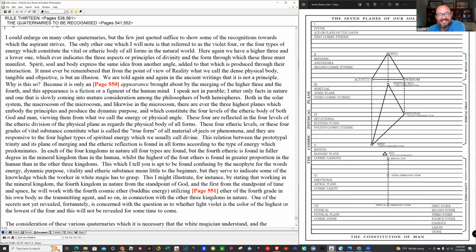I utter only facts in nature, and one that is slowly coming into mature consideration among the philosophers of both hemispheres. Both in the solar system, the macrocosm of the microcosm, and likewise in the microcosm, there are ever the three highest planes, which embody the principles and produce the dynamic purpose, and which constitute the four levels of the etheric body of both God and man, viewing them from what we call the energy or physical angle. These four are reflected in the four levels of the etheric division of the physical plane as regards the physical body of all forms. These four etheric levels, or these four grades of vital substance, constitute what is called the true form of all material objects or phenomena, and they are responsive to the four higher types of spiritual energy, which we usually call divine.